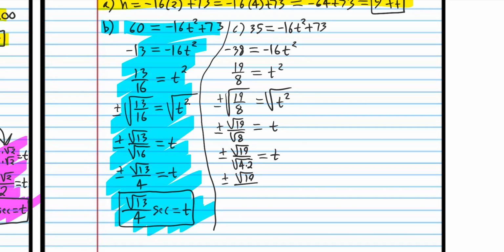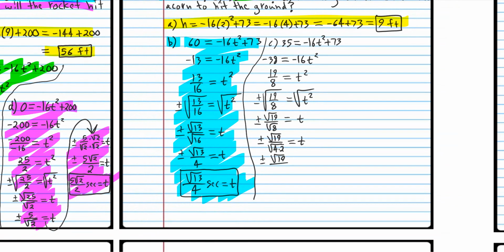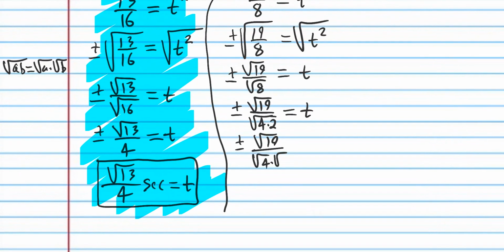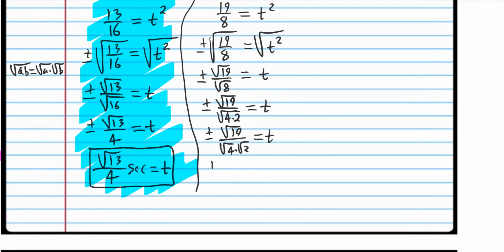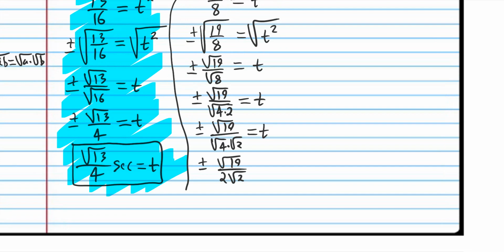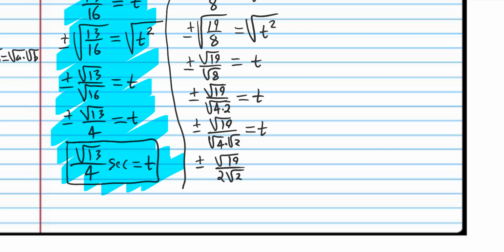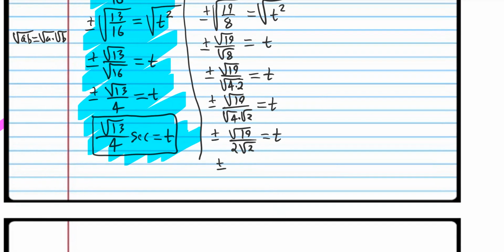Root A times B. I'm going to write this over here. Root A times B is equal to root A times root B. So root 4 times root 19 over root 2 is equal to t. Root 4 is 2. So now we took care of that problem. We don't have a perfect square in the root. So now we have to take care of the problem of the root in the denominator. We can't have a root in the denominator, so we're going to multiply both sides by root 2.